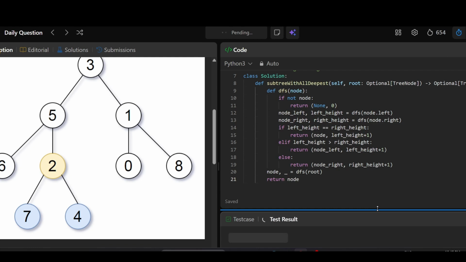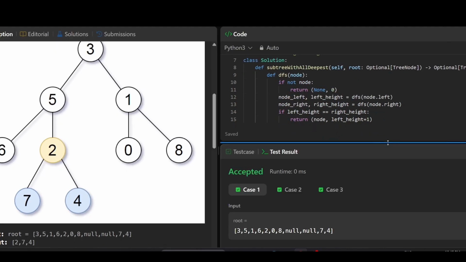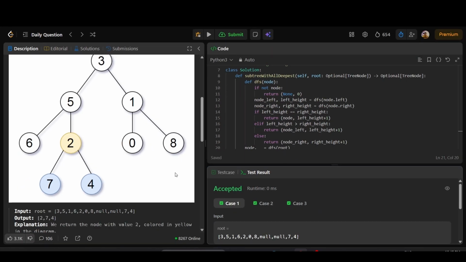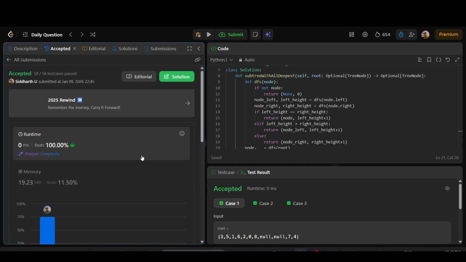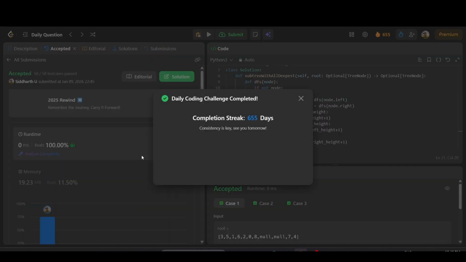Let's check this out. All right, these are the test cases. Let's try submitting it. All right, we have passed with 100 percent runtime. Okay, we are done with the problem. I mean, you could also solve it using BFS or other approaches of DFS, but hopefully this is the most optimal one.